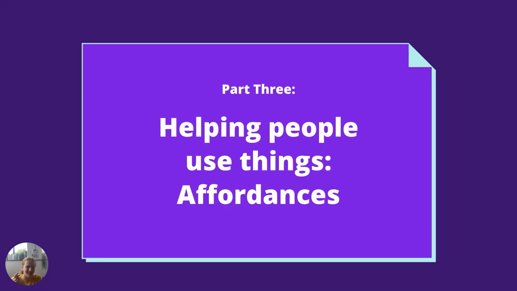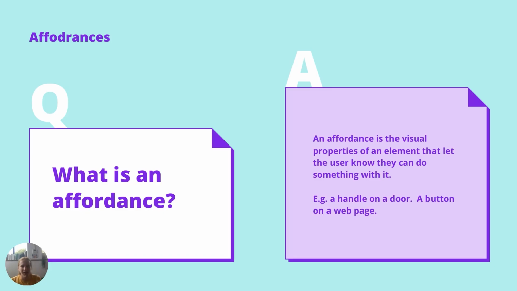We've made our users not be scared of the app because we aligned things, we chose good fonts and good colors. We then use visual hierarchy so they're able to find what they wanted really quickly. Now, how can we help them use the app to actually do something with what they've found? The answer is affordances. What is an affordance? An affordance is a visual property of an element that lets users know they can do something with it.